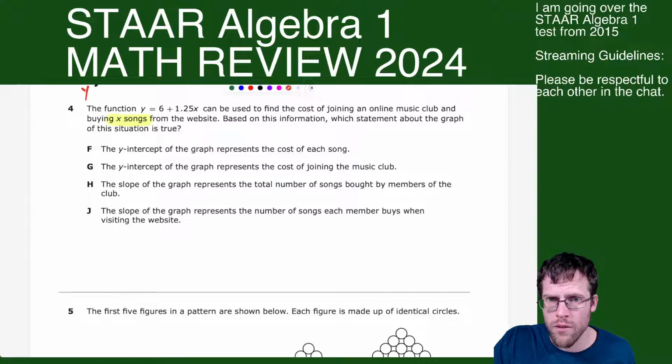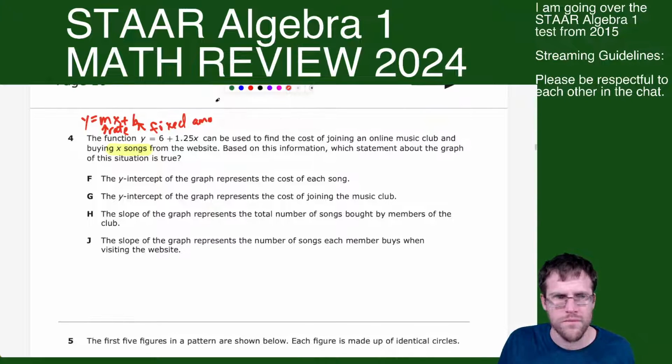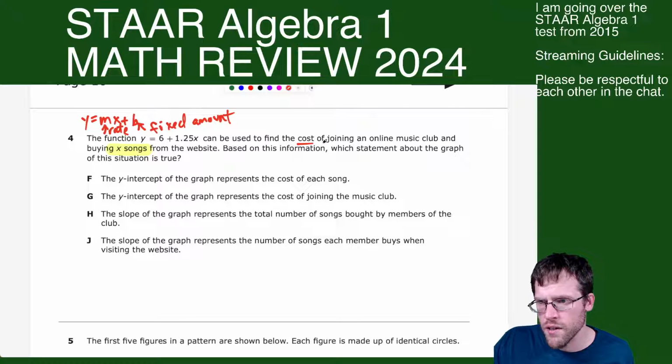So when you have y equals mx plus b word problems, m is the rate and b is the fixed amount. So when I am looking at this specific question here, this is the fixed amount. The fixed amount is 6. So here, the function can be used to find the cost of joining an online music club. So this is like, I guess, the startup fee, and this is the cost per song. Okay, so this is like the cost of each song.